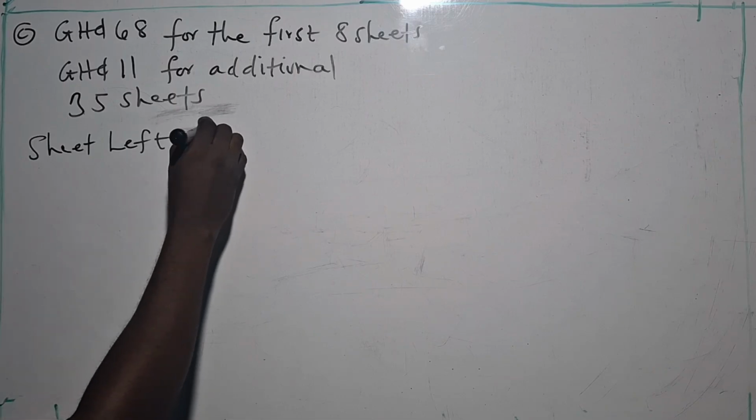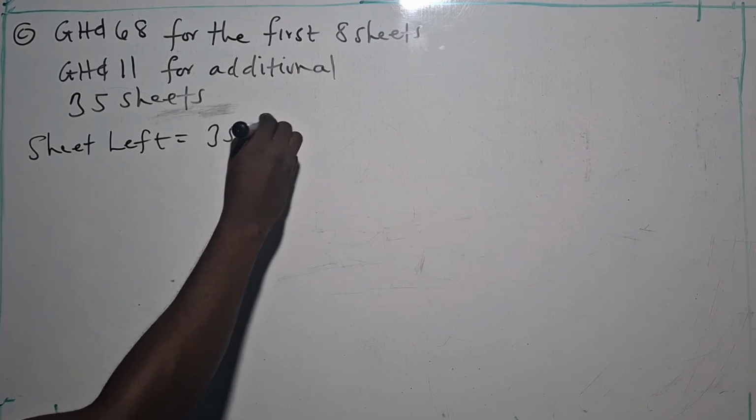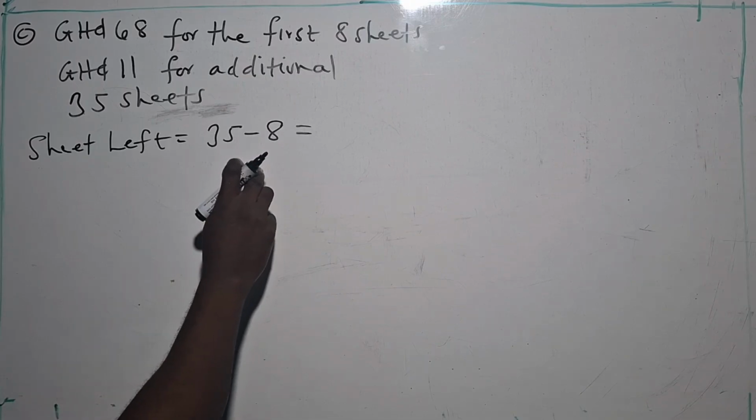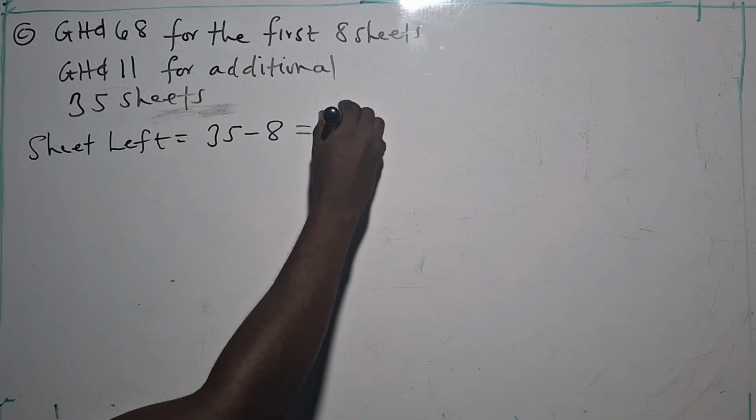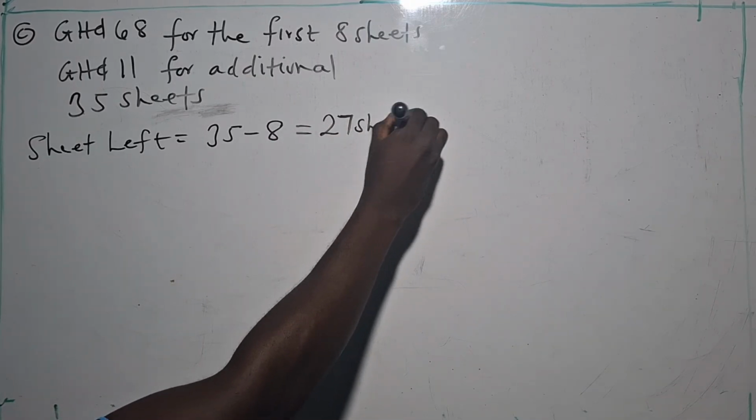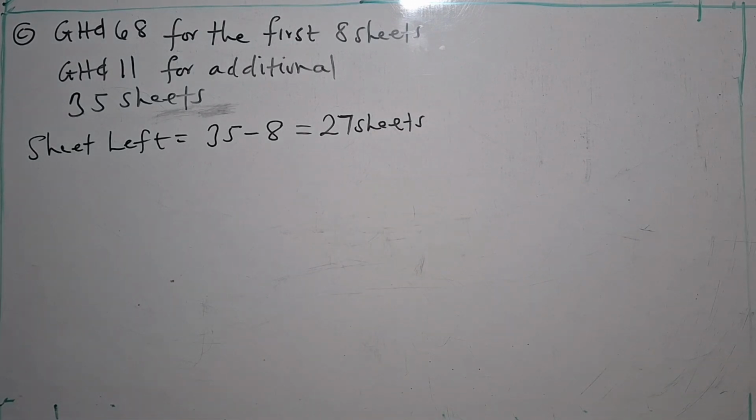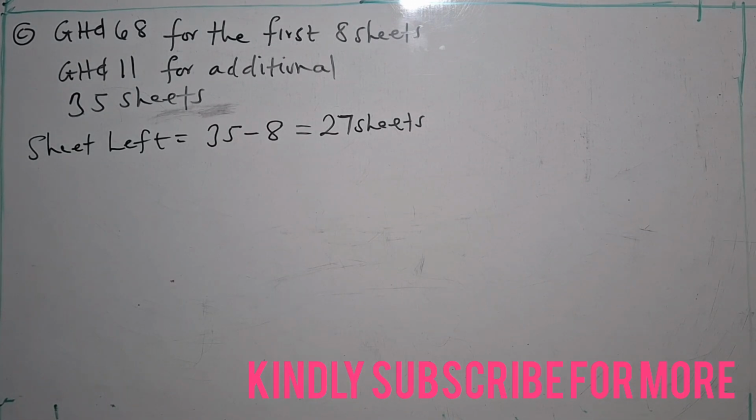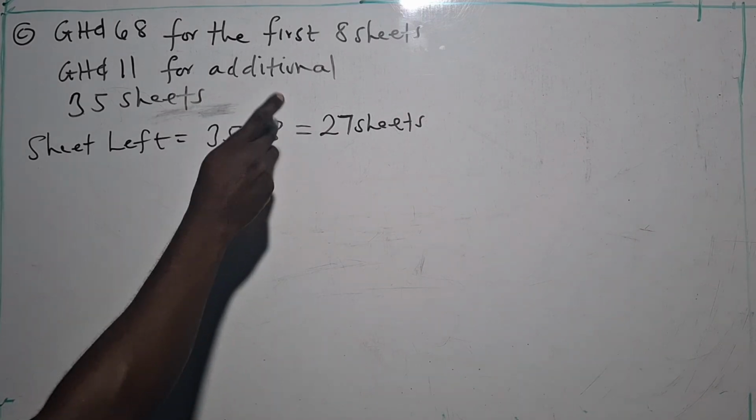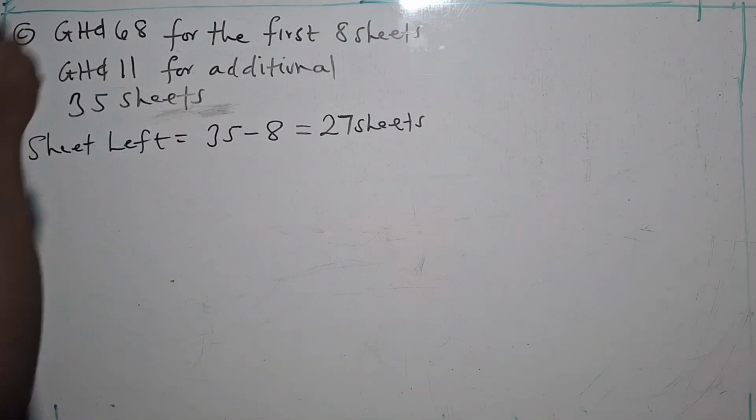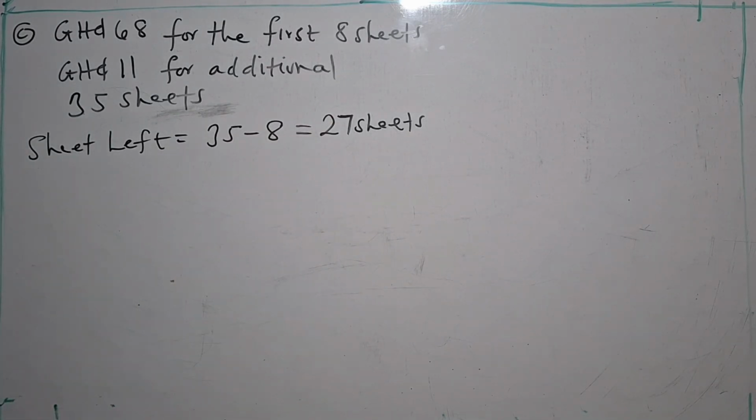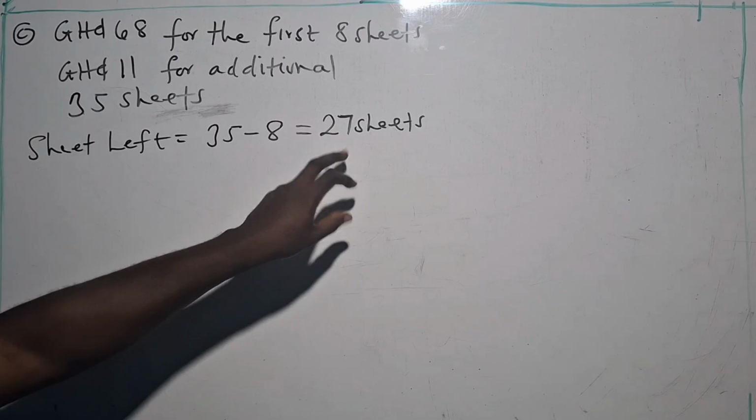The sheets left is going to be 35 minus 8, which is going to give us 27 sheets. So now you have taken your 8 from the 35, because for the 8 you are going to pay 68. So it means the 11 cedis only applies on the 27 sheets.